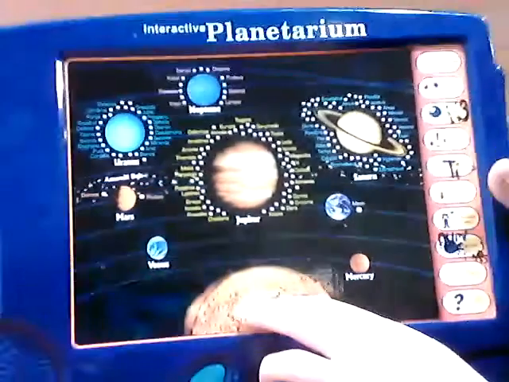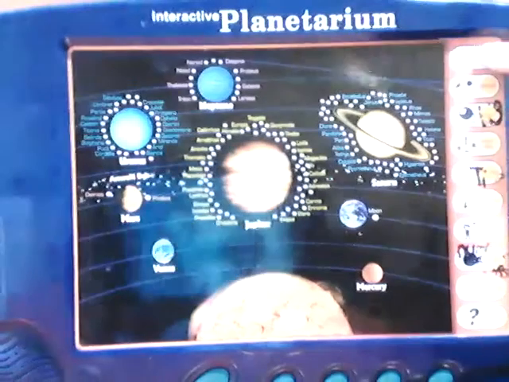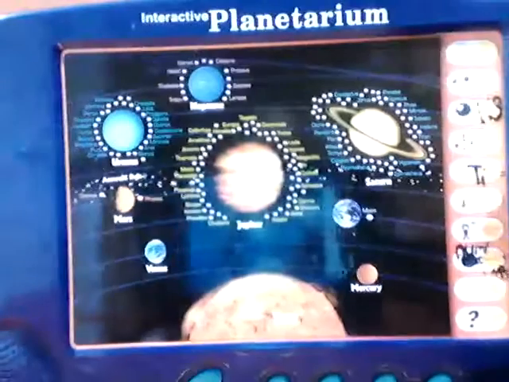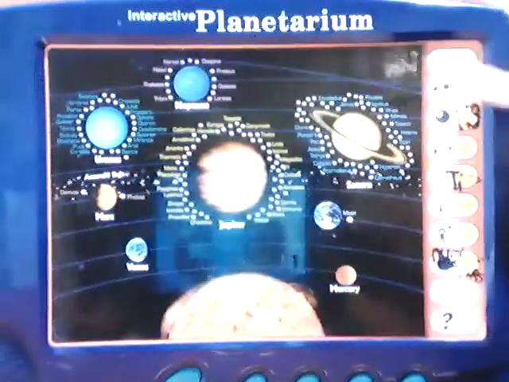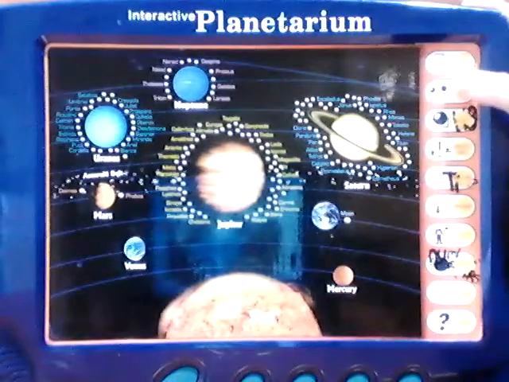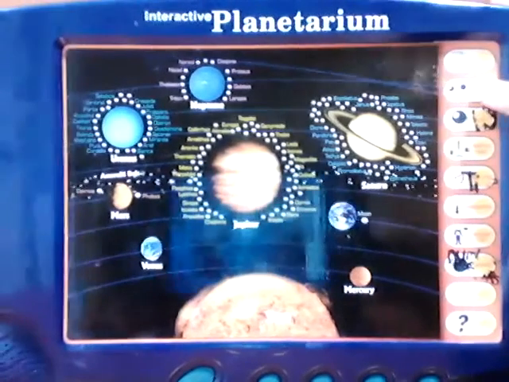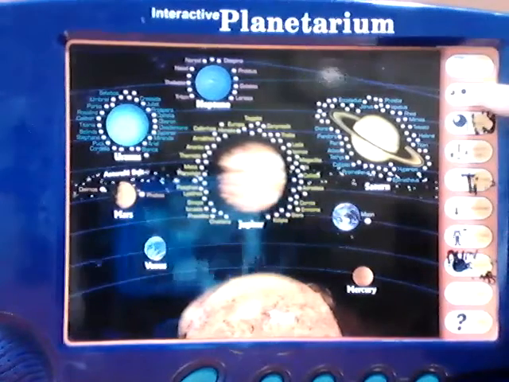Alright, so you press planets, just press sun. This is the sun. See the history, it describes the sun's past. The sun is estimated to be 4.6 billion years old. And the history tells you how long it's been known. And the distance is how far away from the sun.